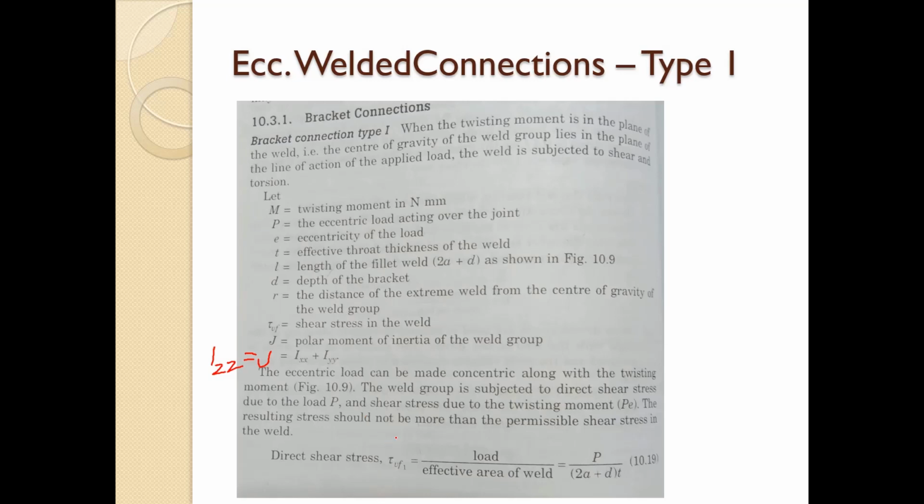First we have the direct shear stress, that is tau Vf1, equal to load divided by effective weld area. So this is P, divided by the effective area of the weld, which is 2A plus D into T, where T is the throat thickness.